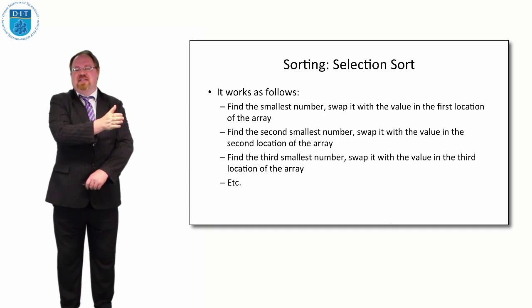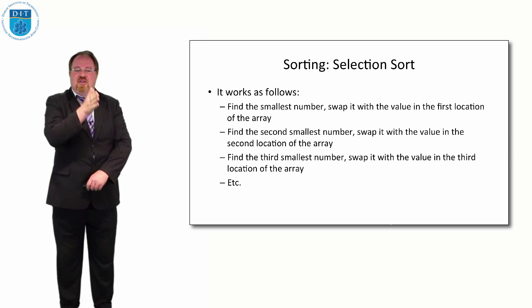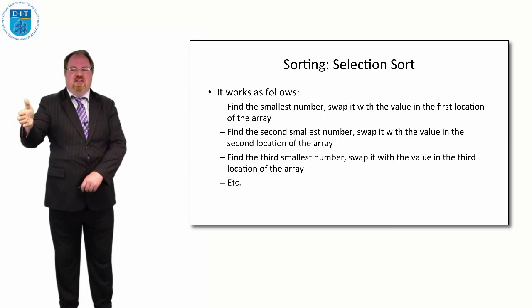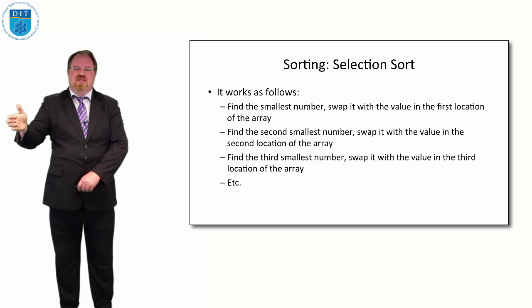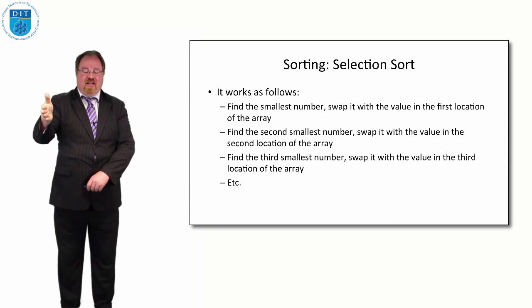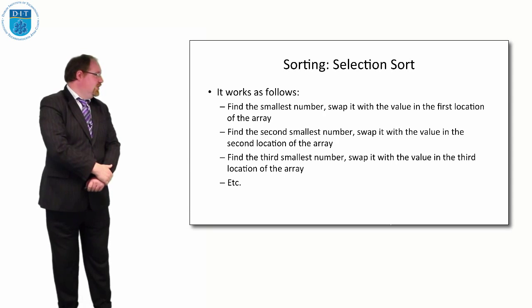Scan through the array and find the second smallest number in the array. And wherever that second number is, let's say it's in position 5, swap that value with whatever value is in the second position in the array. Find the third number in the list, swap that into the third position, and swap whatever value is in the third position into wherever that value was found, and keep on going.